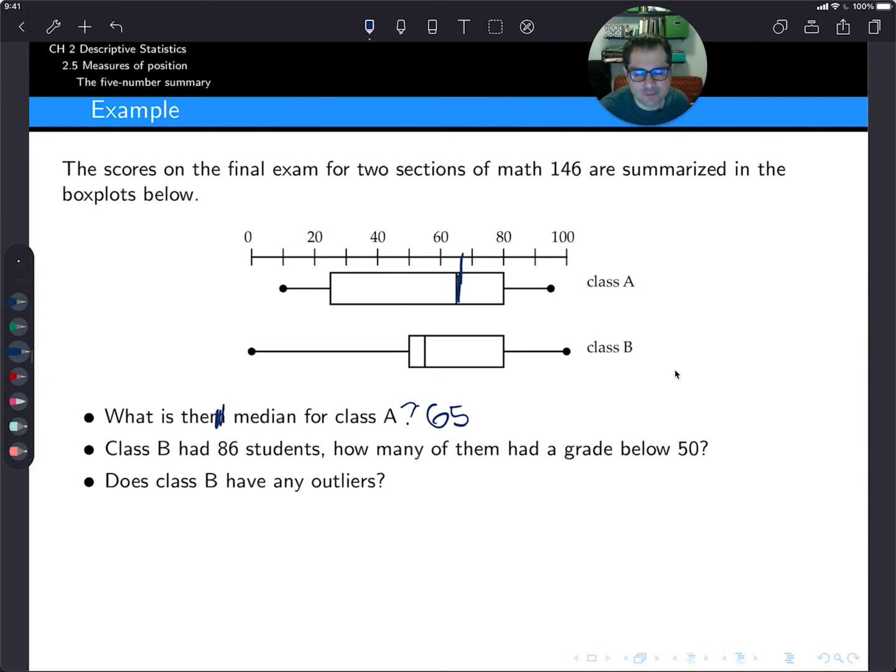Second question, class B had 86 students. How many of them had a grade below 50? So 50 is this number here. If I make that line down, that's exactly right here, right? So that's the first quartile. That means if it had 86 students, a quarter of them got a score below 50. So 25% of 86. This is 21.5, right? So rounding, about 22 students.